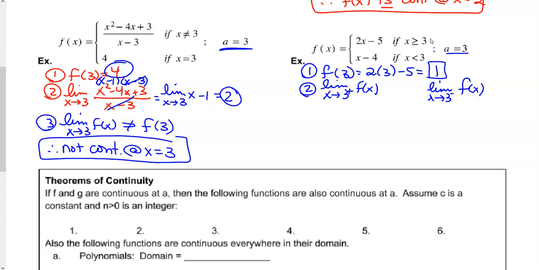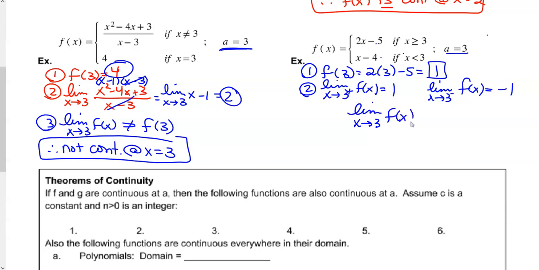So x greater than or equal to 3, that means I'm to the right of 3. So coming in from the right of 3, I'm going to plug that in. And we did that. 2 times 3 minus 5 gives me a 1. And you can do this mentally or you can write it all out. If I now come from the left of 3, x less than 3 are all the numbers to the left of 3. If I plug 3 in there and subtract 4, I get a negative 1. So therefore, are these two one-sided limits equal? Absolutely not. Therefore, the limit as x approaches 3 of f of x does not exist.